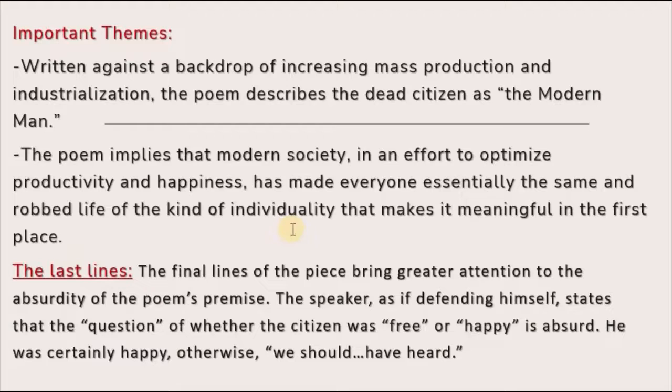You know, the opposite of dystopia is utopia. The last lines, and we said they are very important, the final lines of the piece bring greater attention to the absurdity of the poem's premise. The speaker, as if defending himself, states that the question of whether the citizen was free or happy is absurd. He was certainly happy, otherwise we should have heard. And this is the irony in the poem: when we reach the end and read these two lines, we understand that what Auden is trying to say is the opposite. The citizen is not happy. He's not free. He's actually controlled. His life is not for him. His unique individuality, his unique character is robbed from him.